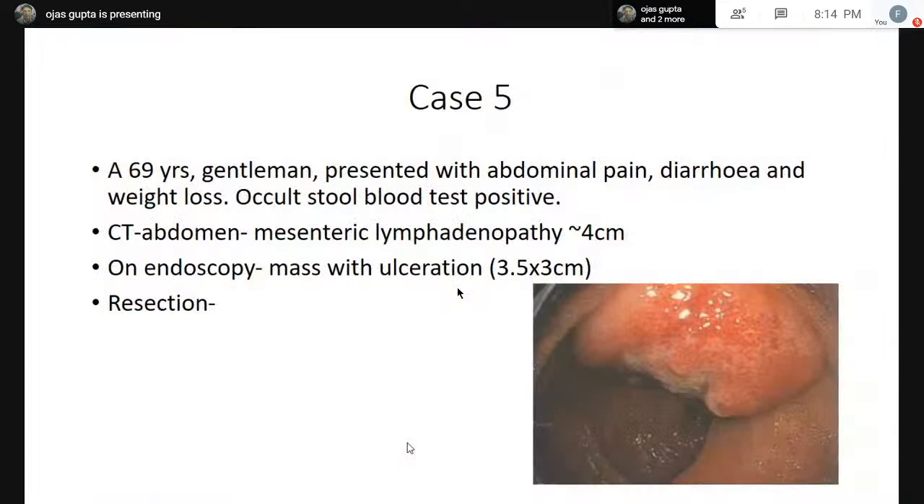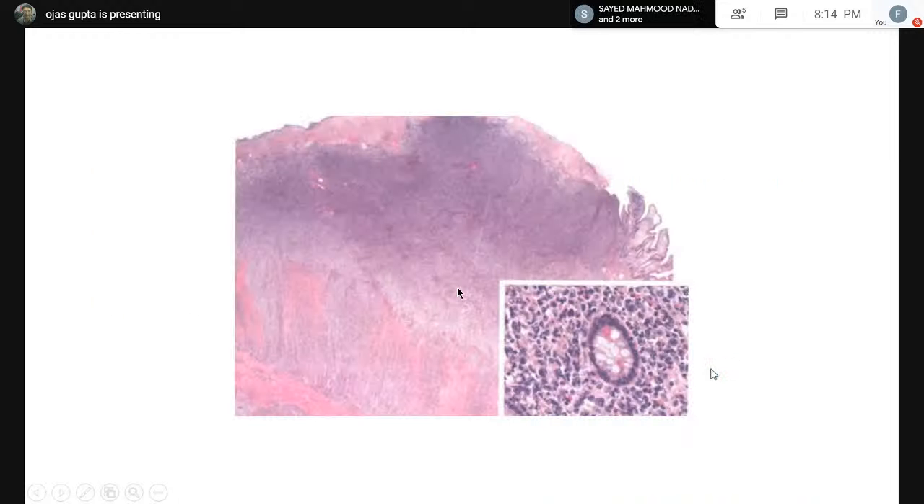So after 4 cases, let's move on to case number 5. So now we have a 69-year-old gentleman who presented with abdominal pain, diarrhea, and weight loss. His occult stool blood test was positive. On CT abdomen, mesenteric lymphadenopathy of 4 cm was noted. On endoscopy, there was a mass with ulceration with a dimension of 3.5 by 3 centimeters. A resection was done and it showed a large tumorous lesion.